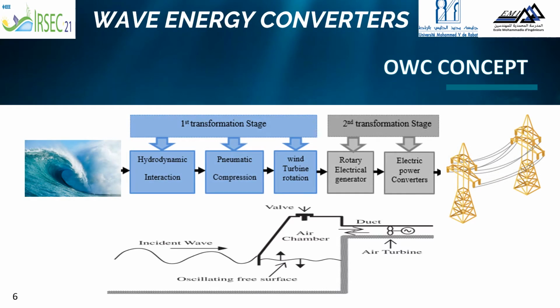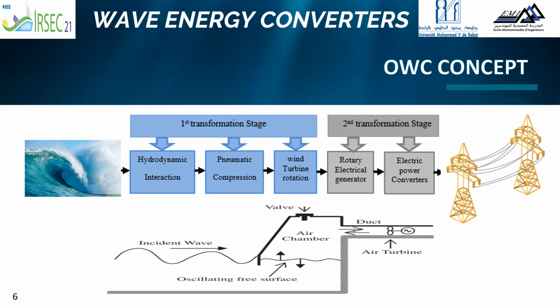As I mentioned earlier, to get energy from waves, we use one of the wave energy converter technologies, such as the oscillating water column device. This system is the most commonly used worldwide. As shown, there are two phases to the wave-to-wire transformation: the pneumatic one and the generator.